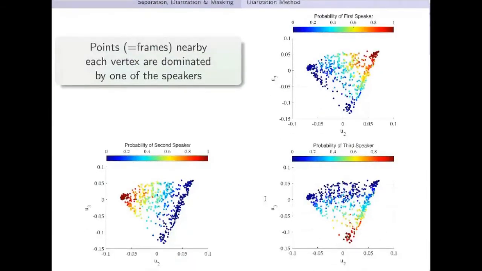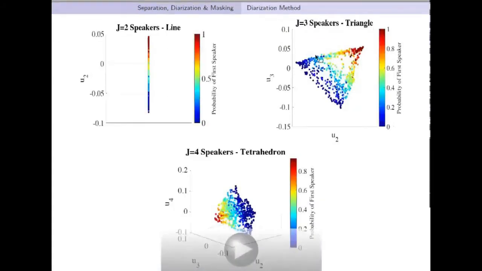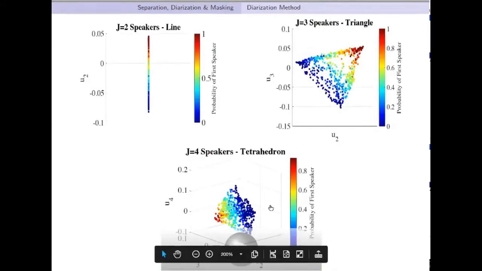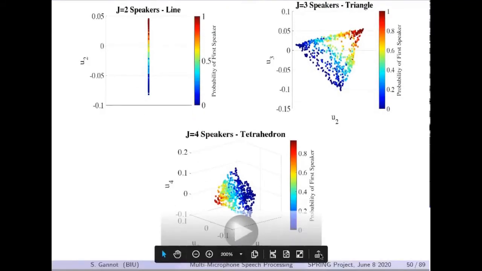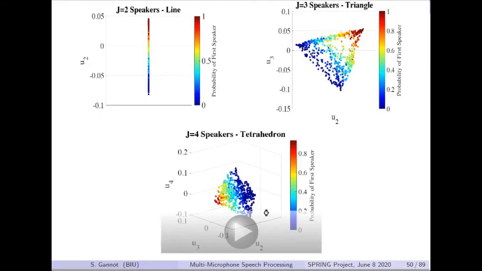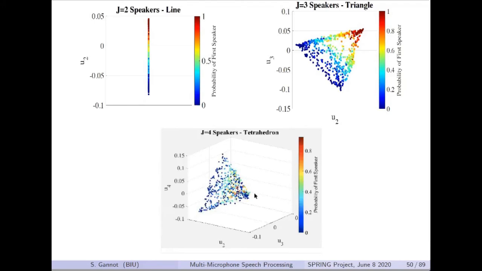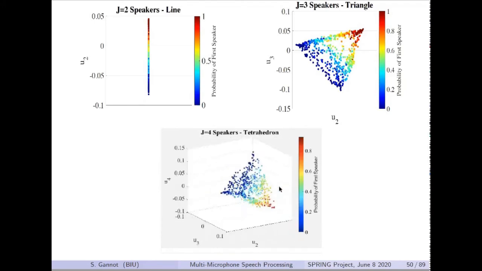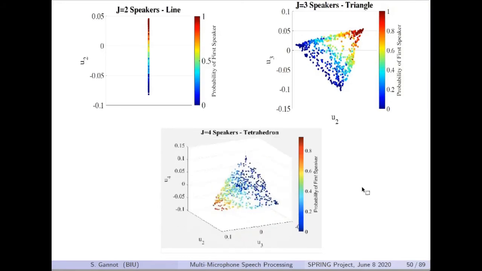Here, for instance, this is 3 sources, here colored according to the first speaker, to the second speaker, and the third speaker. If we have only 2 speakers, it will be a line, 3 speakers, triangle, and hopefully here, this is a tetrahedron. So these are 4 speakers concurrently.